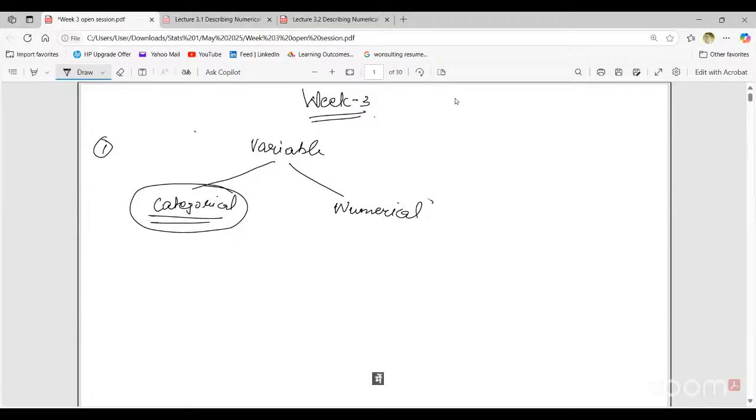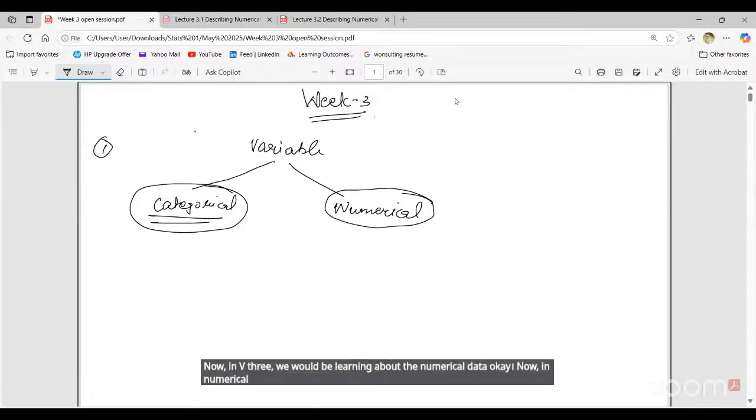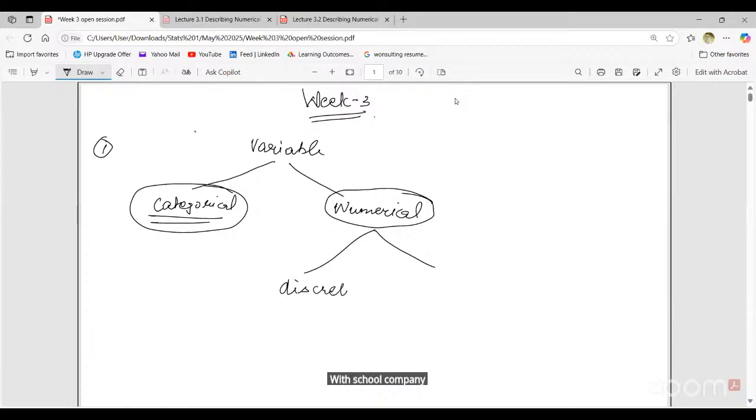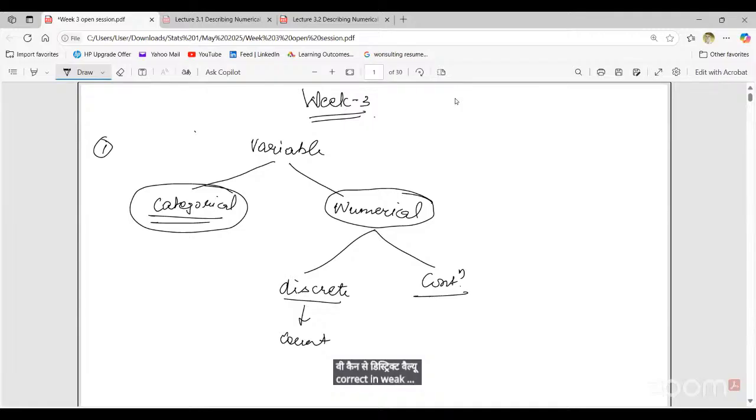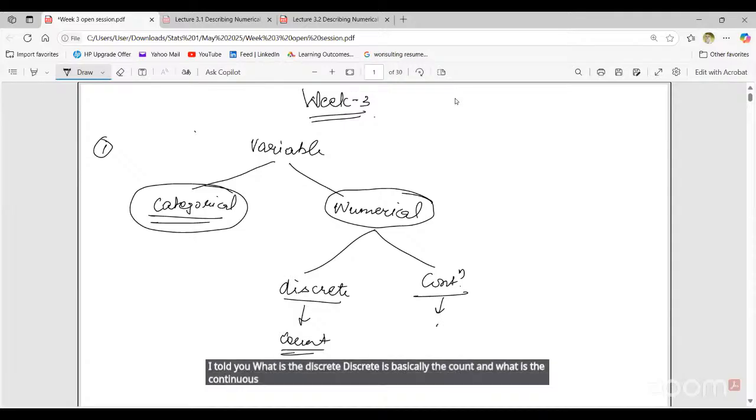Now in week 3, we would be learning about the numerical data. In numerical data, we have two types of numerical variable. What are the two types? Discrete and continuous. Now, what is a discrete? Discrete is basically the count, or we can say the distinct values. In week 1, I told you what is a discrete. And what is a continuous? Continuous is basically the measurement.